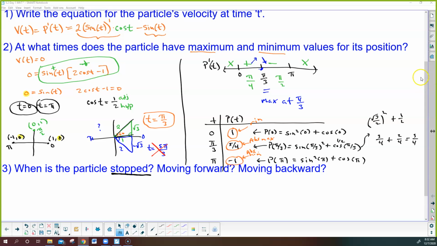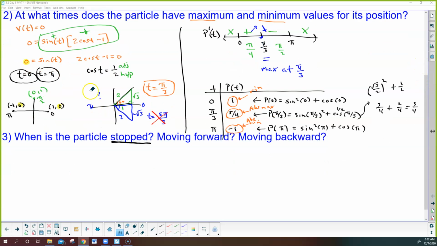All right, this was all the work we needed, because now we can answer part 3 quite quickly. When is this particle stopped? Well, you should indicate how you know that. It stopped when the velocity is equal to 0, and we just found those points, right? When are they equal to 0?